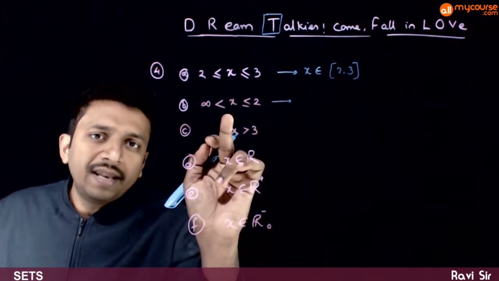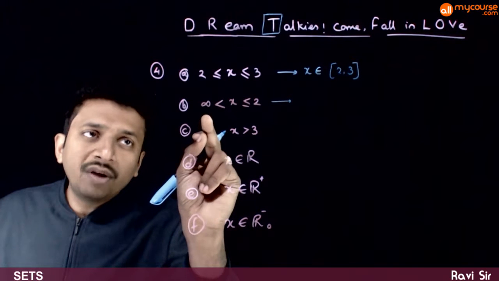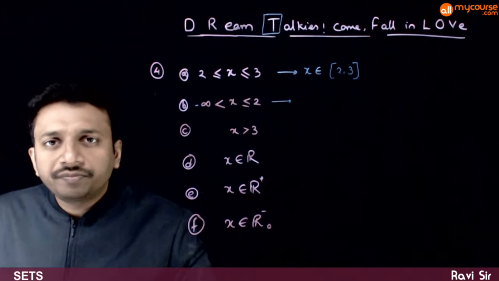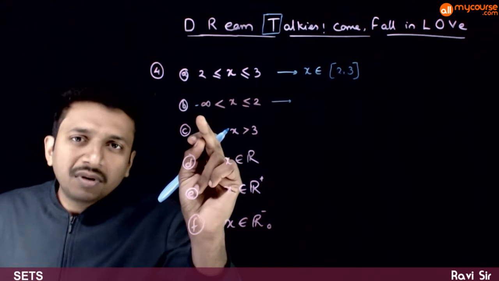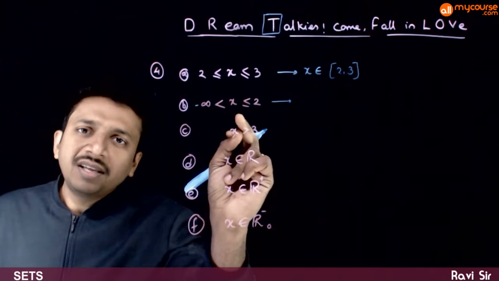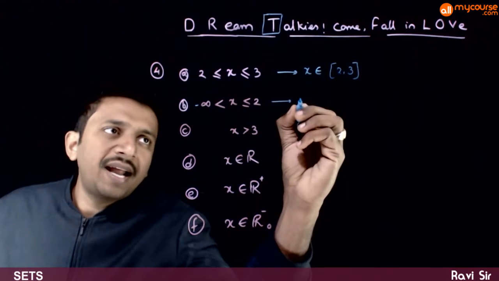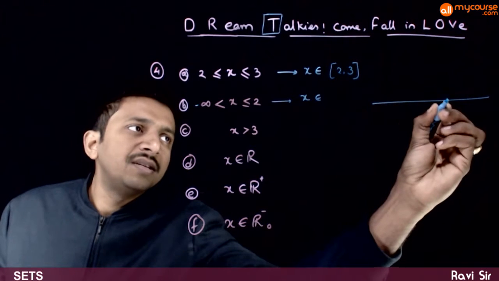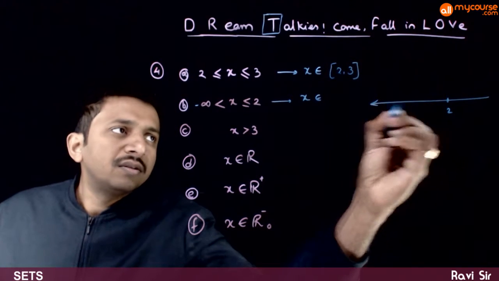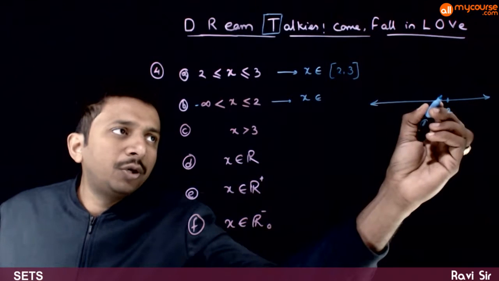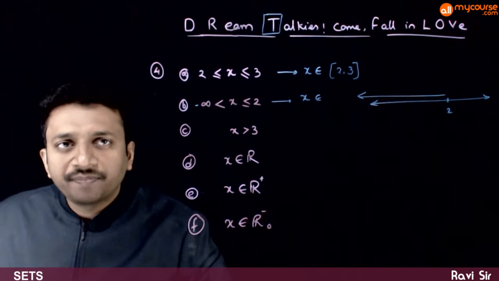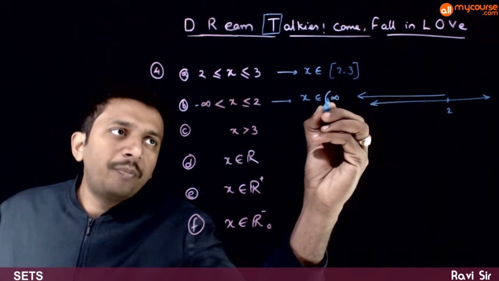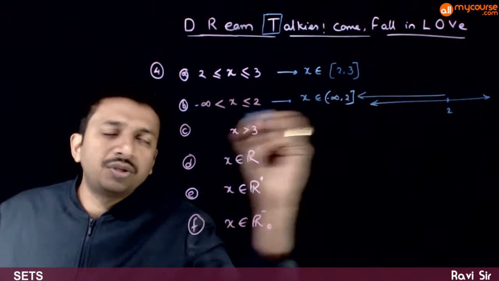And next, x is going from minus infinity to 2. So starting from the extreme minus infinity, x is going towards 2. If you write this on a real number line, this looks something like this. So if you have 2 here, x goes from minus infinity to 2. So all these numbers are okay. So how will I write this in terms of intervals? x belongs to open minus infinity, close 2.